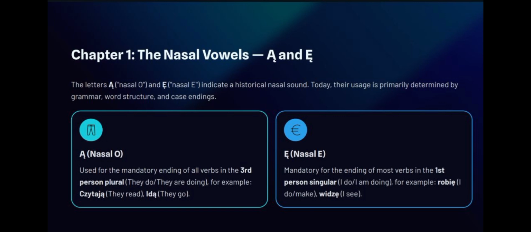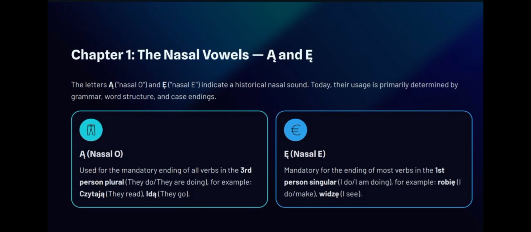Letter ę, nasal E. We use ę for most verbs in the first person singular, meaning I do or I am doing. For example, robię, I make, widzę, I see. Grammatical roles of nasal vowels. Beyond verbs, ą and ę play an important role in noun endings, which helps define grammatical case, how a word functions in a sentence.